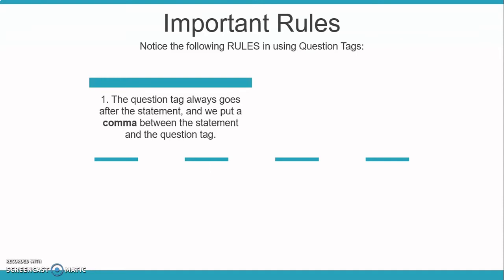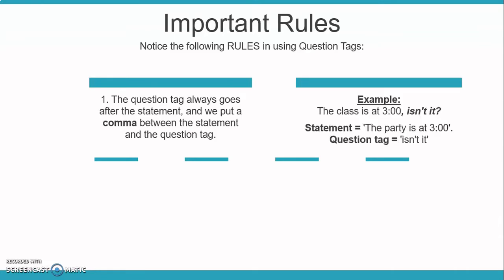The question tag always goes after the statement, and you put a comma between the statement and the question tag. This is the rule. Let's see some examples. The class is at 3, isn't it? So we have the statement, the class is at 3, and the question tag, isn't it? So there is a comma between.